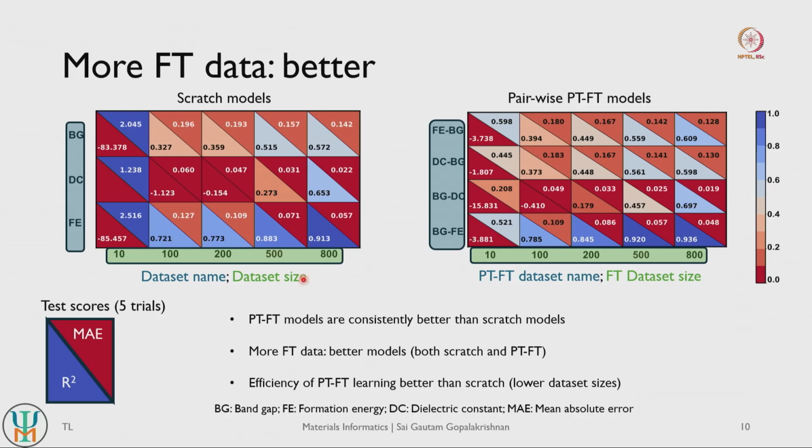The second thing that is fairly important here is that if you use more fine-tuning data, it generally leads to better models both for Scratch as well as for pairwise transfer learning. And this is fairly intuitive. If you have machine learning models and you feed them more and more data, then the models are going to become better. So this is fairly straightforward.